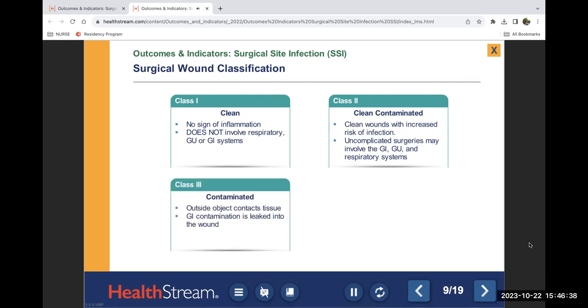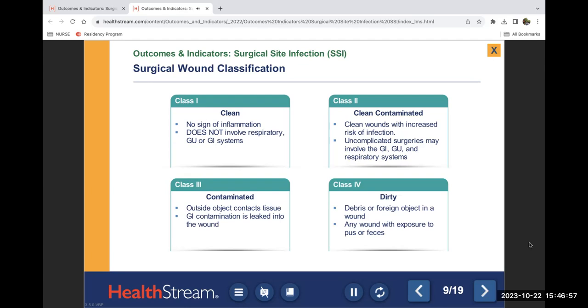Class 3 wounds are also called contaminated wounds. Contaminated wounds usually occur with introduction of a foreign object or contact with gastrointestinal leakage into the wound. Examples of Class 3 wounds are wounds caused by a bullet or knife.